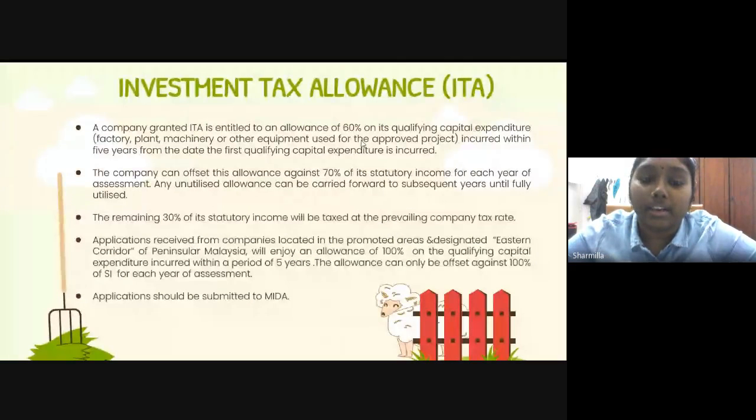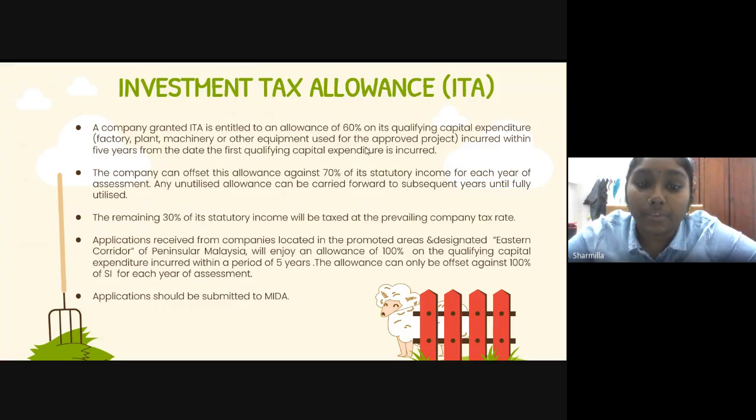The second incentive is investment tax allowance, ITA. The company granted ITA is entitled to an allowance of 60% on its QCE incurred within 5 years from the date the first qualifying capital expenditure is incurred. The company can offset the allowance against 70% of its statutory income for each year of assessment. Any unutilized allowance can be carried forward to subsequent years until fully utilized. The remaining 30% of the statutory income will be taxed at the prevailing company tax rate, which is 24%.